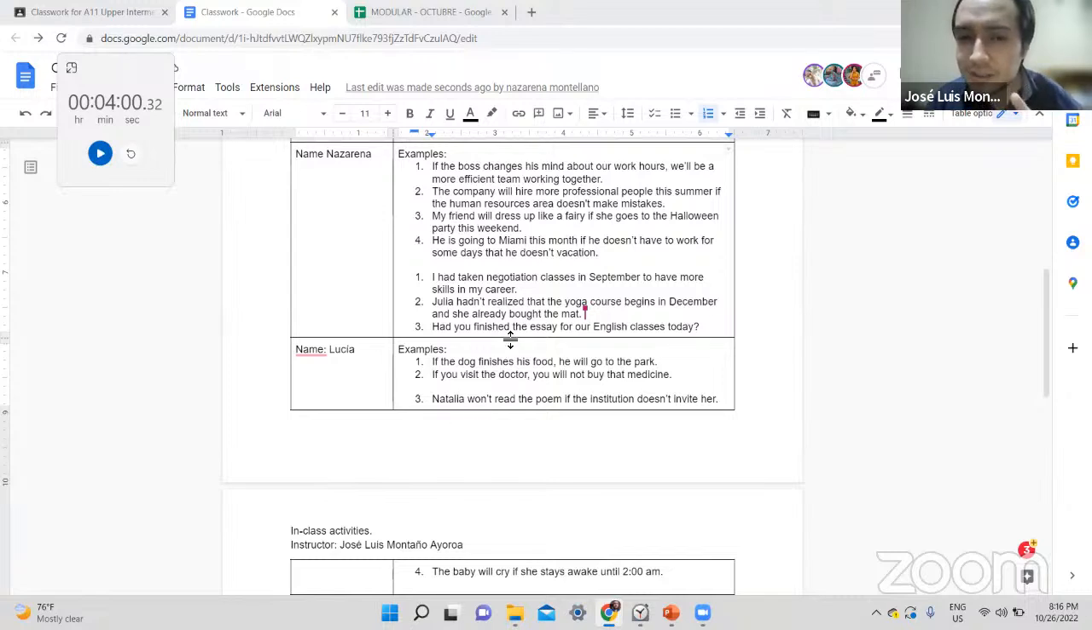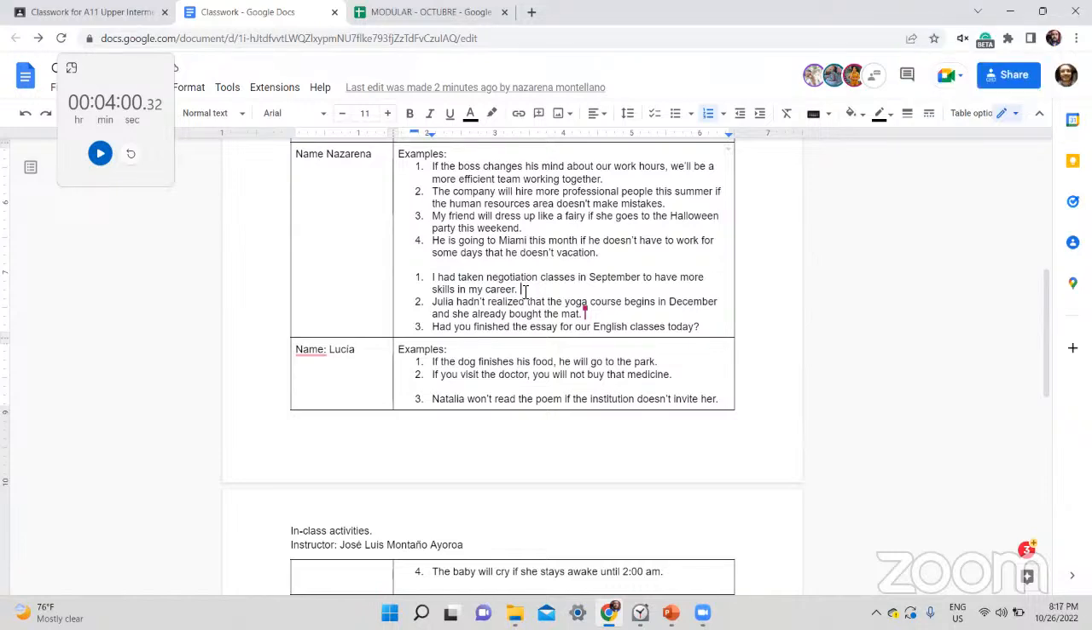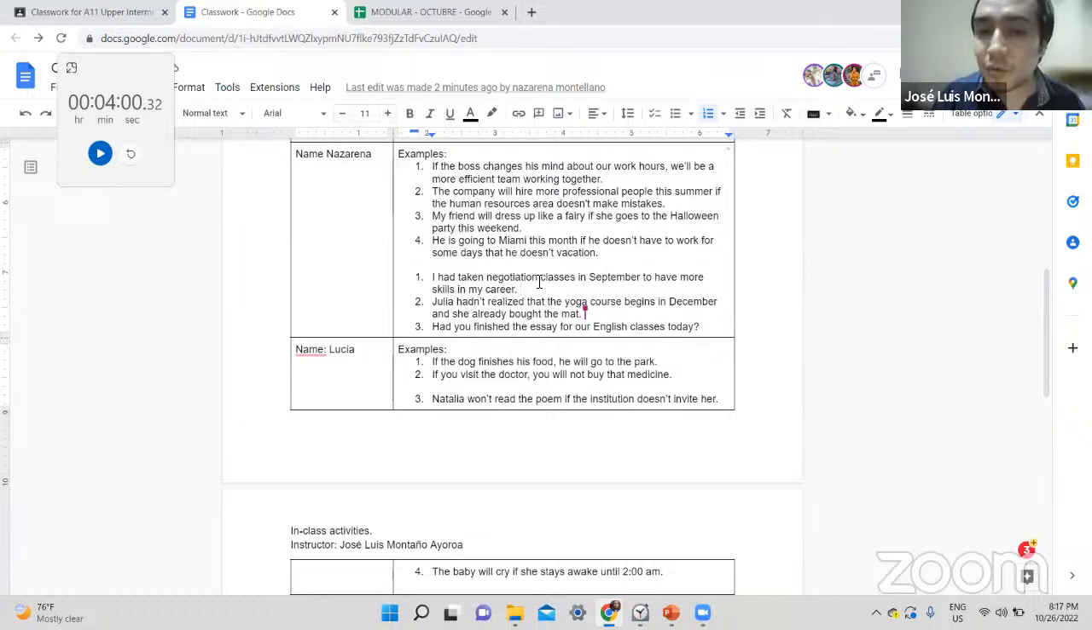I have only two little details in number 1 and number 3. Number 2 is working very well. I think all of them are correct, but there's a better way to work with them, all right? In number 1, when you say I had taken negotiation classes in September to have more skills in my career, actually here we don't need to use the past perfect because there is not another event, okay? We only use the past perfect when there's another past event to compare, and to show that the past perfect happened first. But if you realize in number 1, you're only saying in September that it happened there.